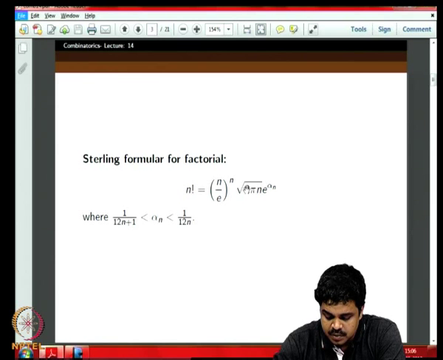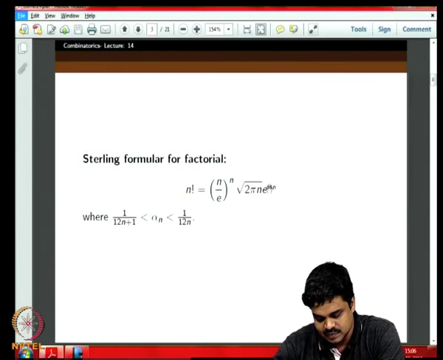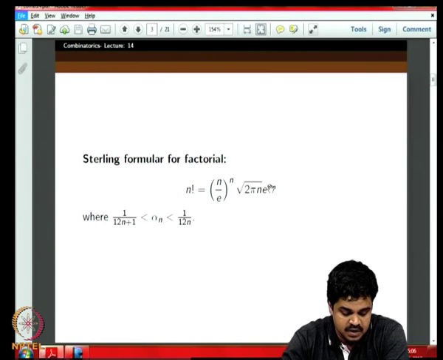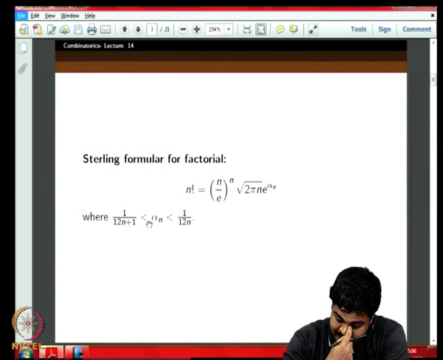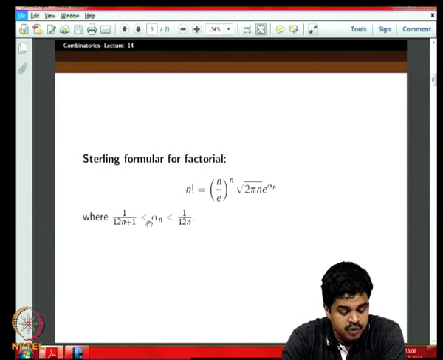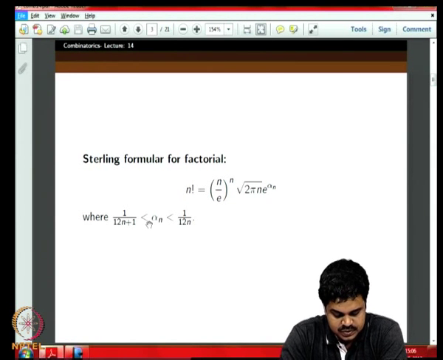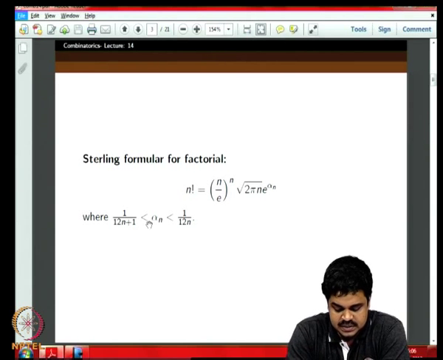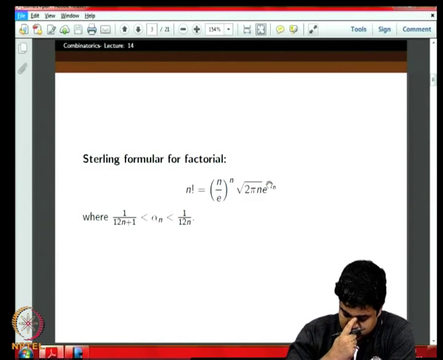So, 2 pi n, but other than that, that approximately, that is e to the power alpha n we have captured, that the remaining difference will be captured in the e to the power alpha n, where alpha n is some quantity. Again, we do not know exactly what it is, but we are telling again it is going to be in between 1 by 12 n plus 1 and 1 by 12 n. So, this is quite a small quantity.